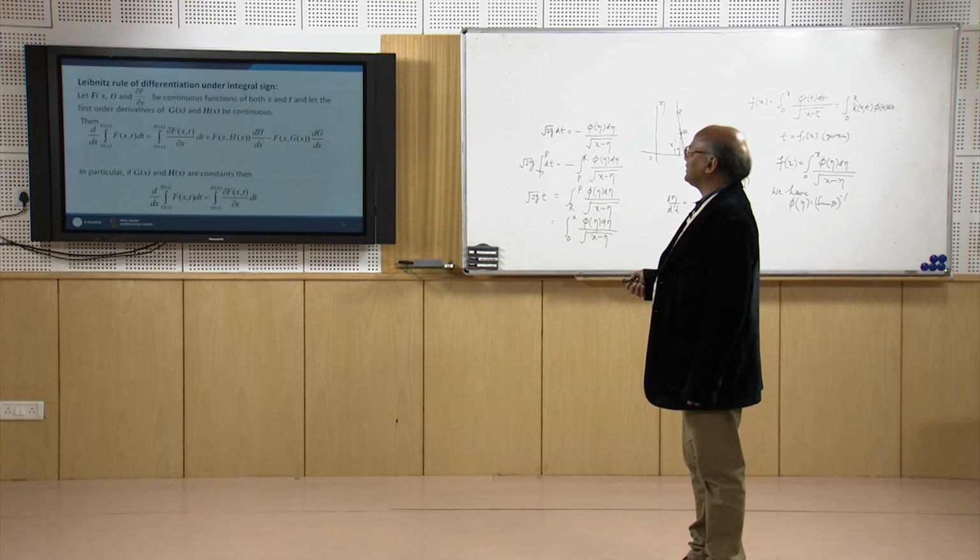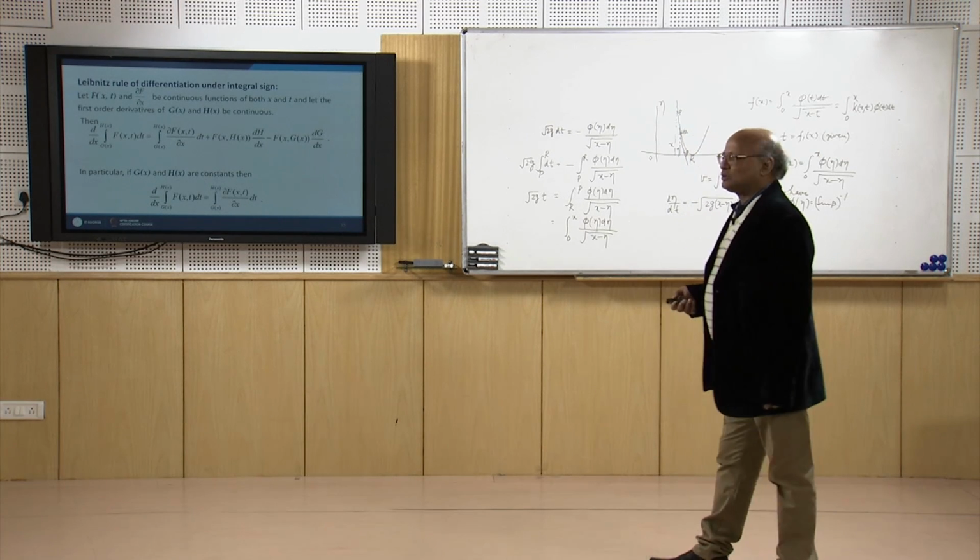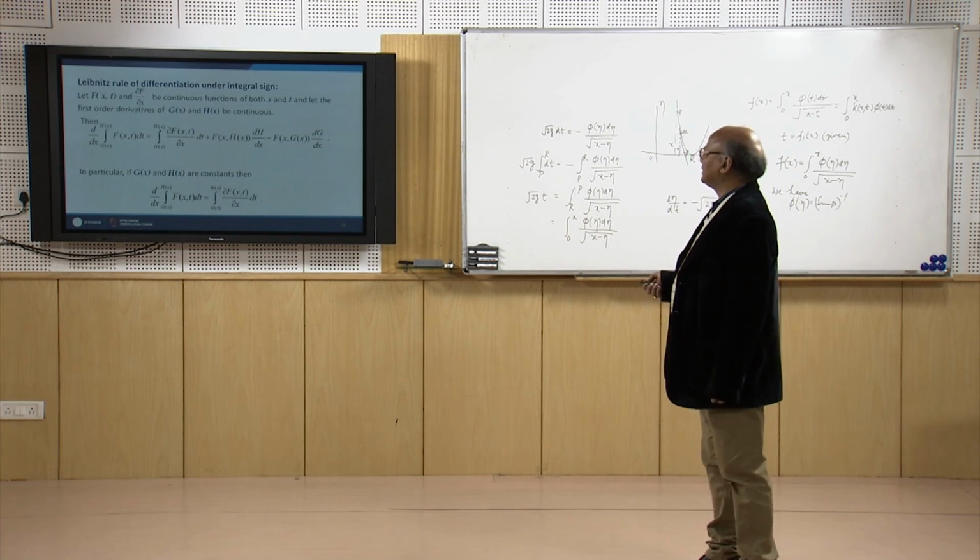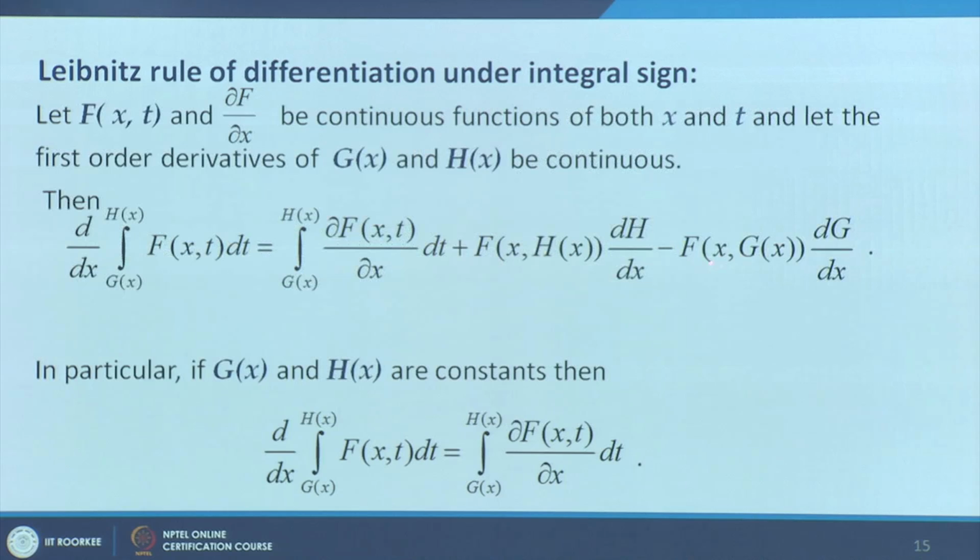So, in f(x,t) we put t as h(x), the upper limit, and multiply by the derivative of the upper limit with respect to x, dh by dx, and then subtract f(x,t) at the lower limit t equal to g(x) into the derivative of g with respect to x. So, this is a well known formula, the Leibniz rule. It is called the Leibniz rule of differentiation under the integral sign.